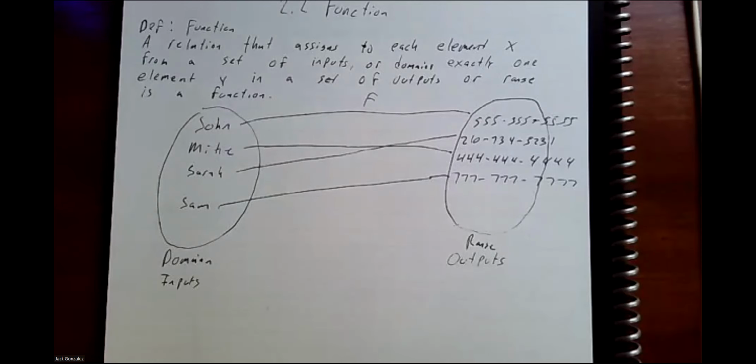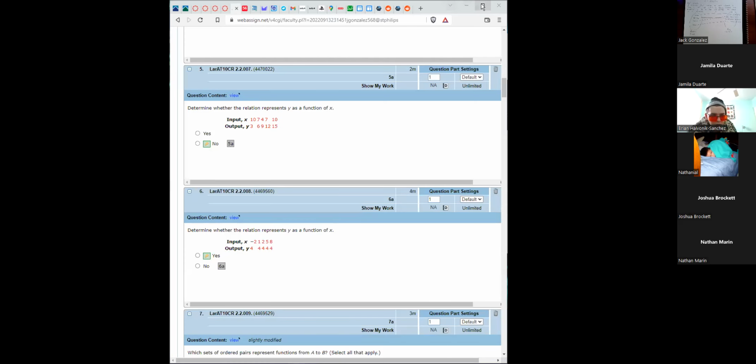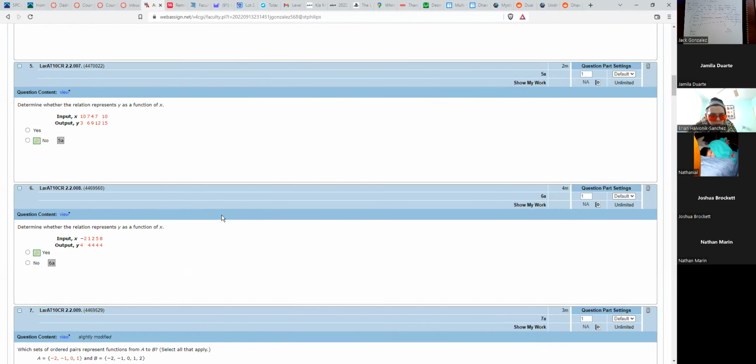Okay, let's get back to this example here. We have two sets. The easiest way that you can spot whether or not it is a function... I think we have a circle function here.